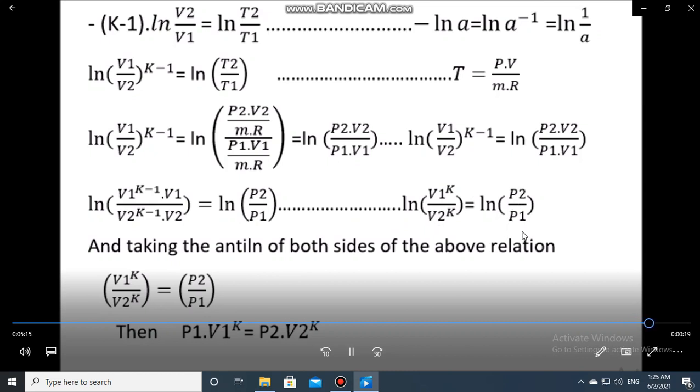And taking the anti-ln of both sides of the relation, we are left with V1 to the power k over V2 to the power k equals P2 over P1. Then P1 V1 to the power k equals P2 V2 to the power k. That's all.